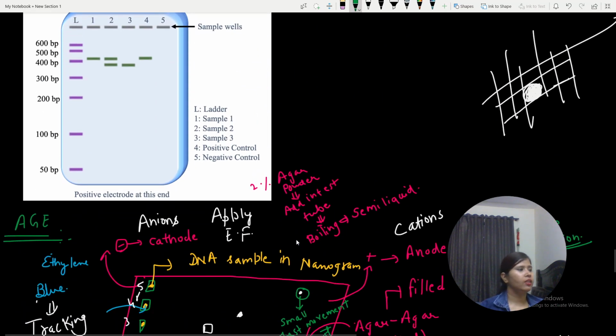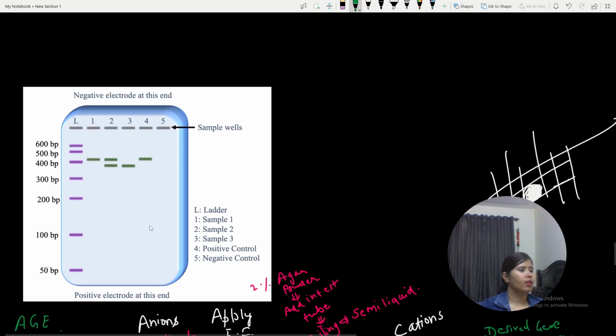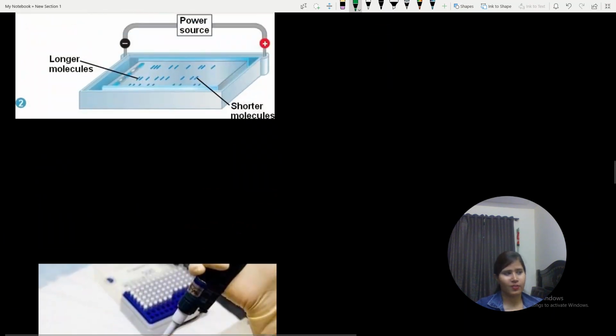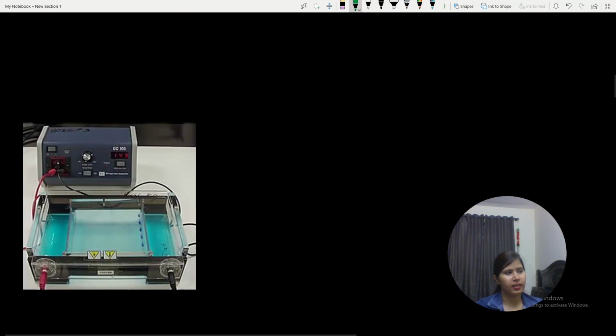And one thing is that when you remove your desired gene from the gel along with the gel piece, this process is called elution, which is again very important. So this was all about agarose gel electrophoresis. I hope this is clear.